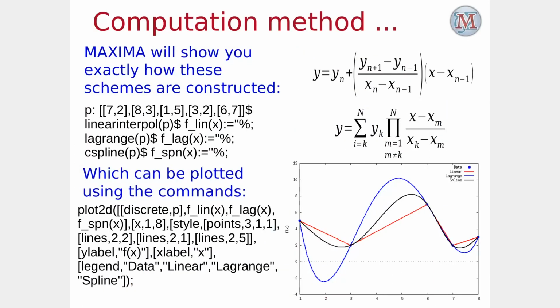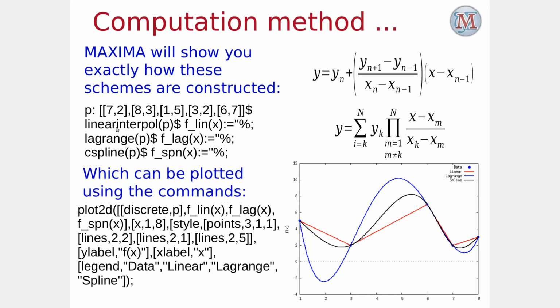Thankfully, these things are set up in Python and Maxima for us. Maxima will show exactly how these schemes are constructed. So it's quite nice. We have the points. In this case, we give the points (7, 2), (8, 3), (1, 5), (3, 2), and (7, 6). So we're back to our original point set.